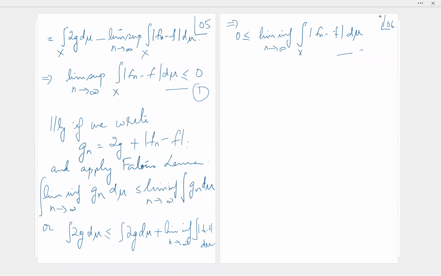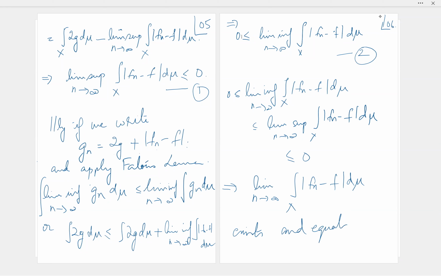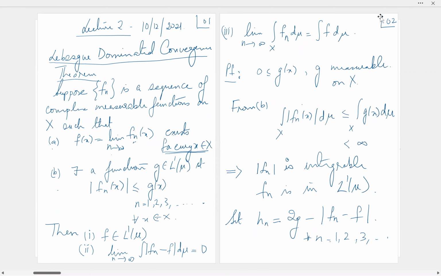Now if you call these, look at these two things, what do you get? The lim inf is always less than equal to the lim sup, and this is less than 0. So this implies the limit exists and equals 0, right? Is that clear? So that takes care of our assertion 2 here. Okay.